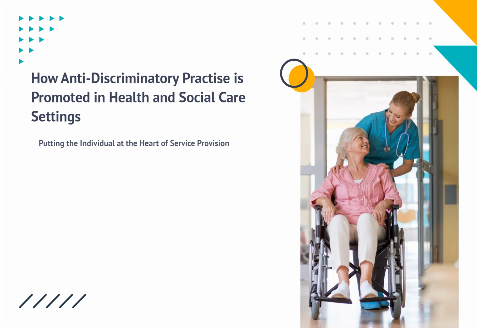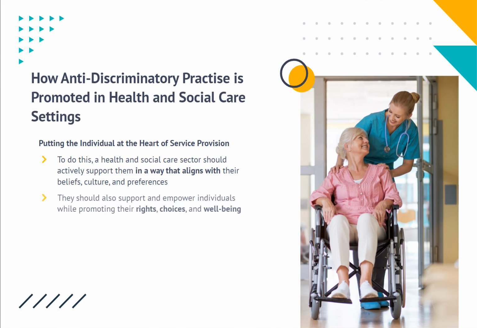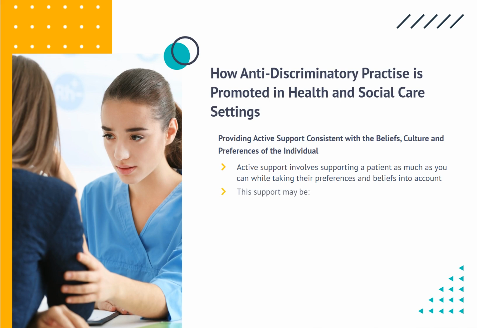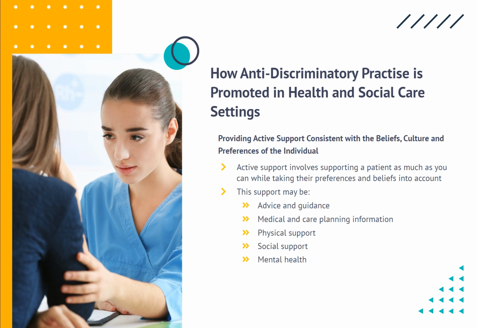Putting the individual at the heart of service provision. To do this, a health and social care sector should actively support them in a way that aligns with their beliefs, culture, and preferences. They should also support and empower individuals while promoting their rights, choices, and well-being. Providing active support consistent with the beliefs, culture, and preferences of the individual. Active support involves supporting a patient as much as you can, while taking their preferences and beliefs into account.